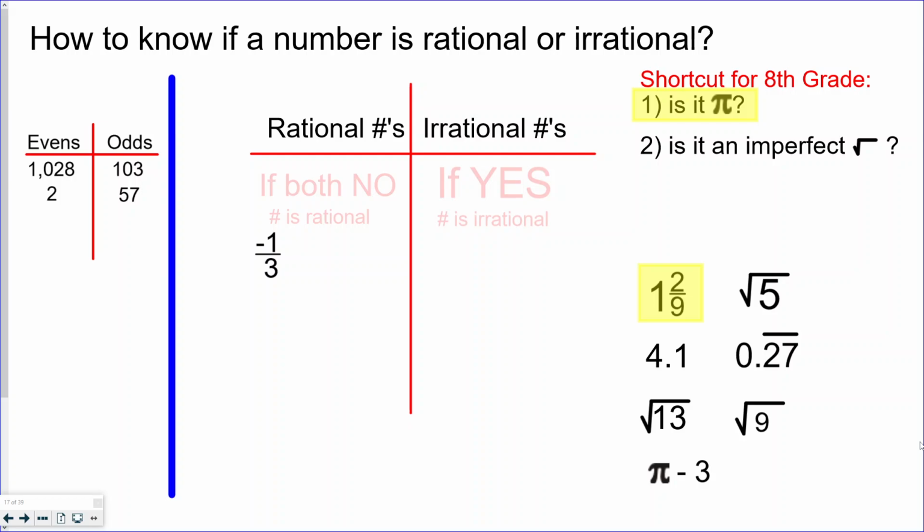And then we just go through and we ask ourselves this over and over again. Do we see pi in 1 2/9? No. Is it an imperfect square root? No, there's no square root sign. So slide it right on over to the rational side. That's it. That's all we have to do.